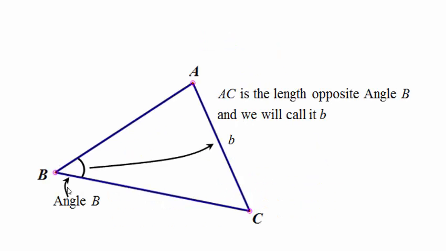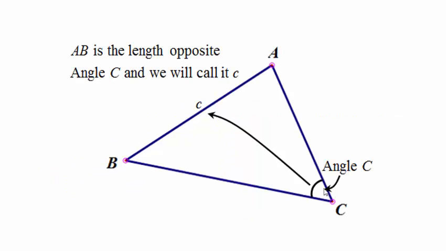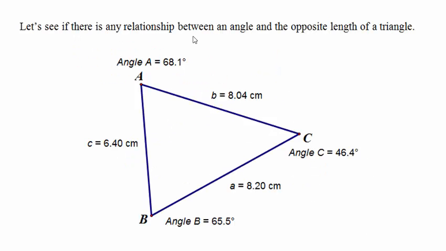The angle at vertex B is called angle B, and the length which is opposite angle B is the length AC, and we'll call it small b. The angle at vertex C is called angle C, and the length which is opposite this angle will be the length AB, and we'll call it small c. Now let's see if there's any relationship between an angle and the opposite length of a triangle.